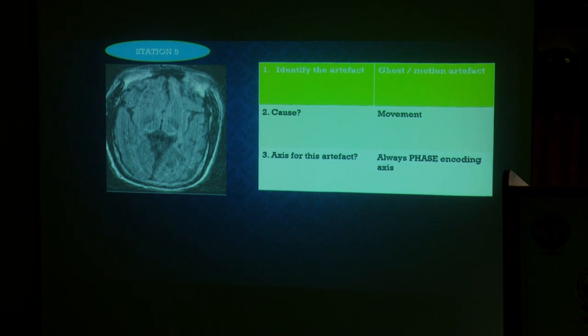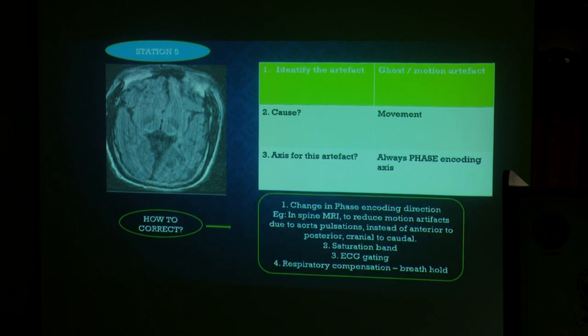How to eliminate that aortic pulsation artifact? By changing the phase encoding axis. Phase encoding axis is the only axis causing this motion artifact. So how to correct? Change the phase encoding direction. In lumbar spine MRI, to reduce motion artifacts due to aortic pulsations, we should change the phase encoding direction from anterior to posterior to cranial to caudal. So the phase encoding direction is changed, and the ghost artifact is eliminated.